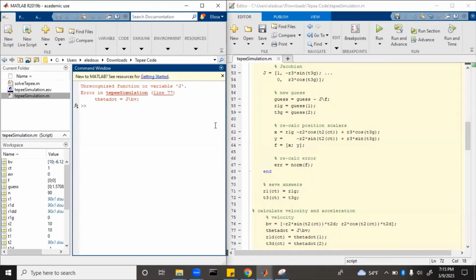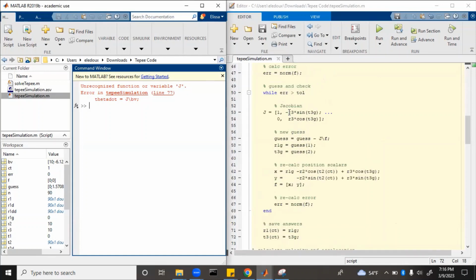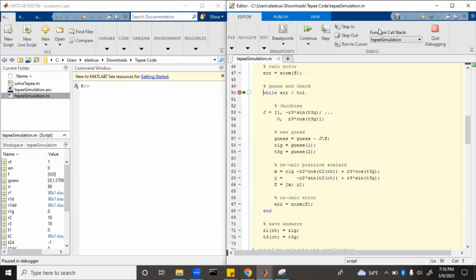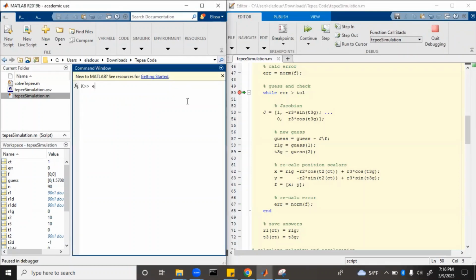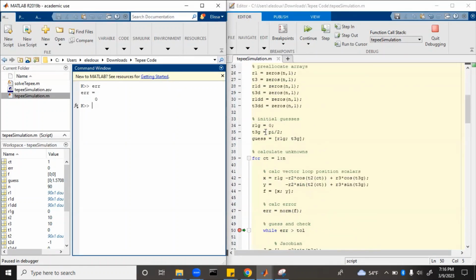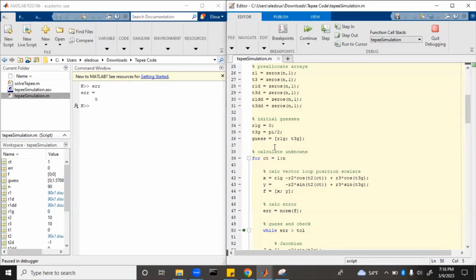We got an error. Unrecognized function or variable J. How did J? Okay, so what happened here is it actually skipped the while loop. I'll run the code and we'll stop it here. So let's check our error. Error is 0. That's because our initial guesses were correct. They were absolutely correct, and so it never went inside of the while loop. So we actually need those guesses to be off just a little bit.